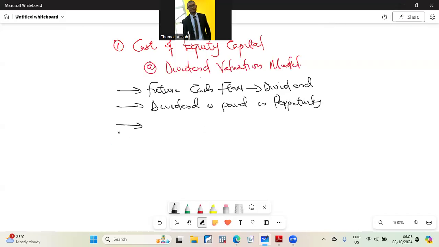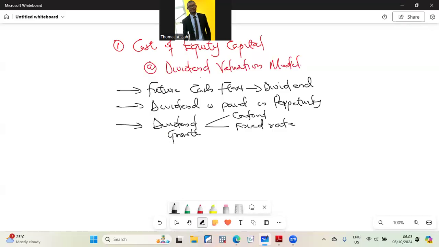The last thing about this assumption of using the dividend valuation model is that the dividend can grow at a constant rate, or it cannot grow. So the dividend may be constant or can grow at a fixed rate. So this one is about dividend growth.